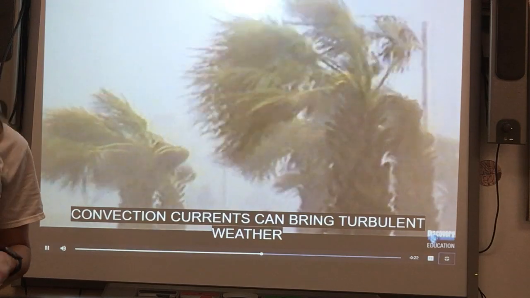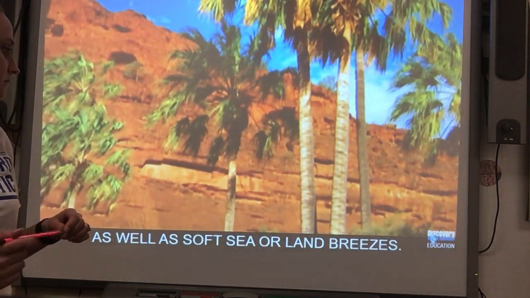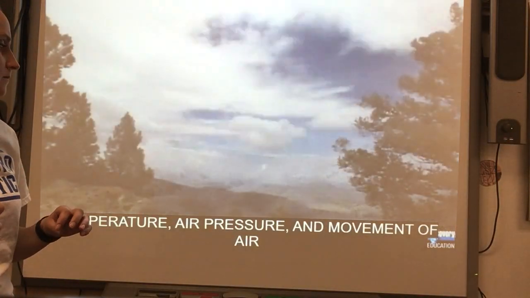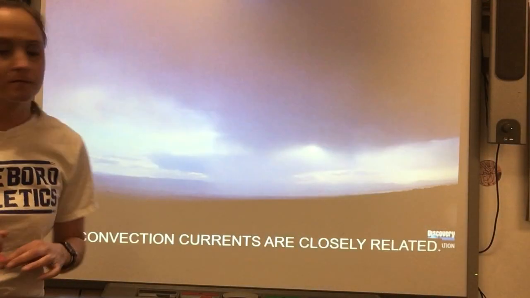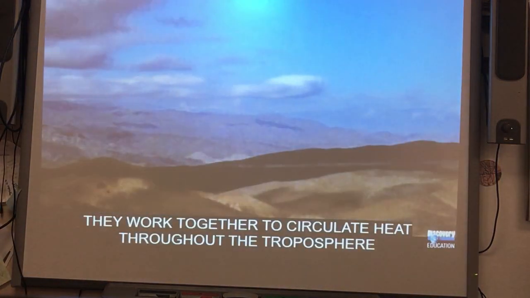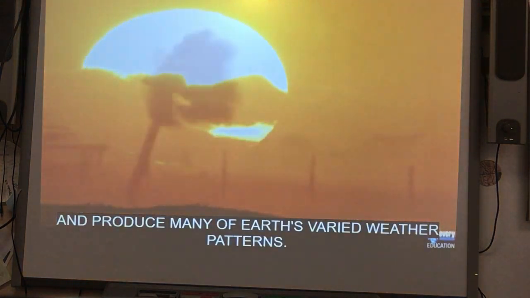Convection currents can bring turbulent weather as well as soft sea or land breezes. Temperature, air pressure, and movement of air by convection currents are closely related. They work together to circulate heat throughout the troposphere and produce many of Earth's varied weather patterns.